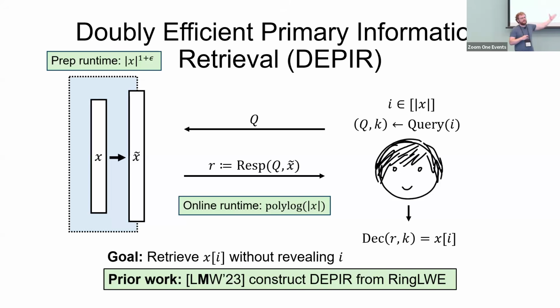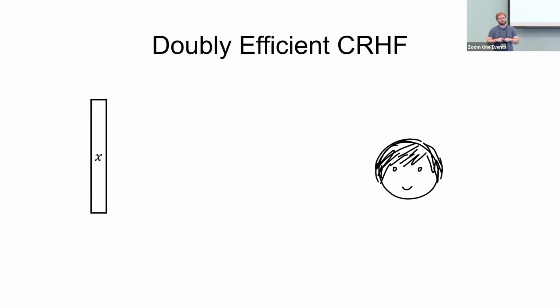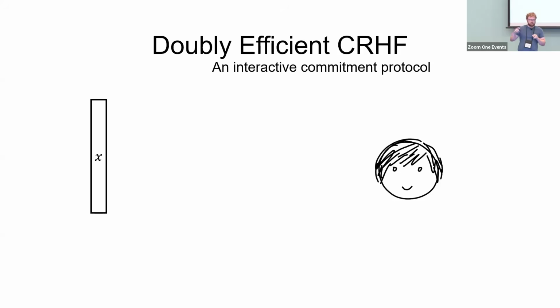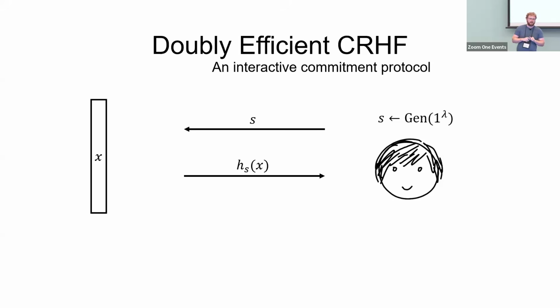So we want to ask whether we can get this exact same idea for other applications. One toy example that we might consider first is the notion of doubly efficient collision-resistant hash functions. The question is, can we hash an input in sublinear time in the input size? You can think of this as some sort of interactive commitment protocol. We want it to look like a normal hash function: you sample a seed, and then you get back a hash, and this binds you to the input.